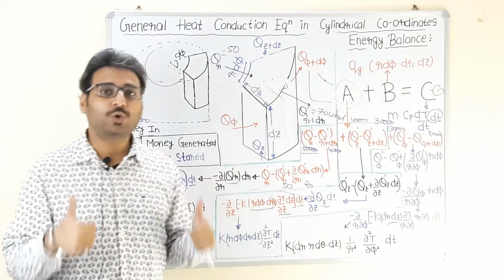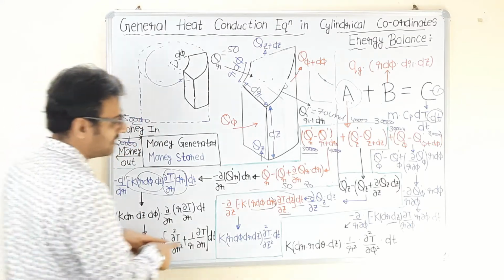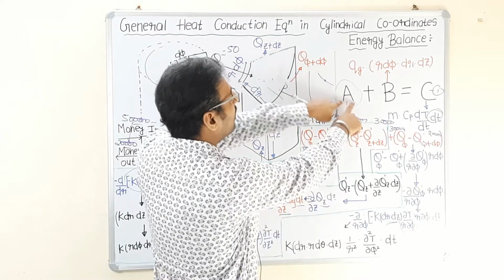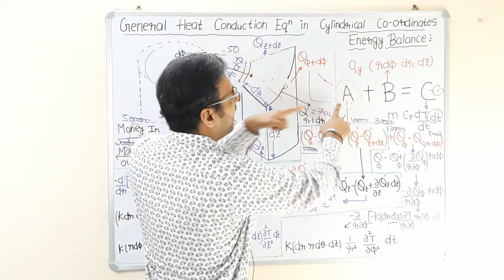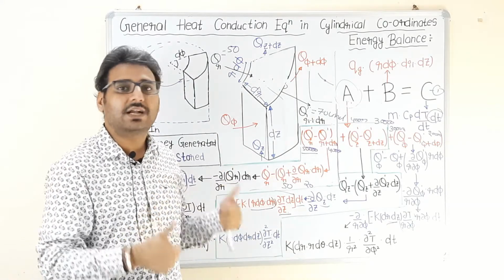Now what we are going to do is substitute these values, this and this, into this equation to determine the value of A, and after we solve, we will get the general heat equation in cylindrical coordinates.